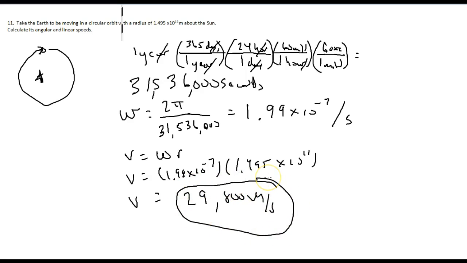29,800 meters per second. By the way, that's why we're afraid of asteroids, because if an asteroid was stationary, we'd hit it at 100 times the speed of sound. And they're seldom stationary, so that's bad.